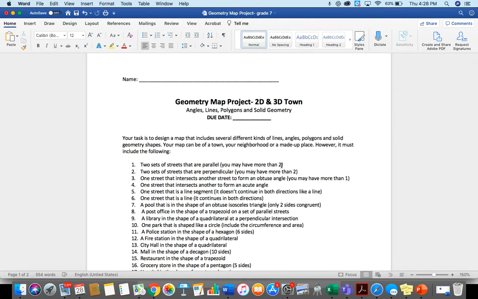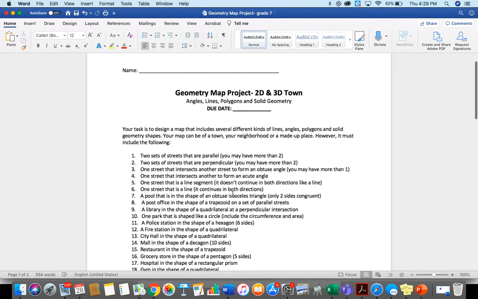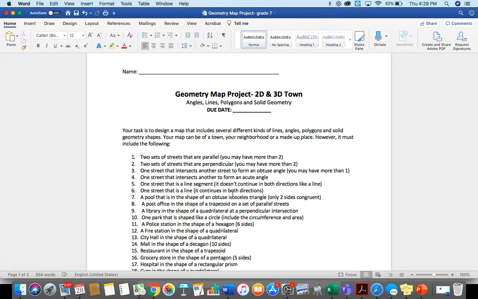So you will be starting a geometry math project. It's called 2D and 3D Town. As you can imagine, things that are going to be in your project include angles, lines, polygons, and solid geometry. So that's where the 2D and 3D comes from. So your task is to design a map that includes several different kinds of lines, angles, polygons, and solid geometry shapes. Your map can be a town, your neighborhood, or a made-up place. However, it must include the following.